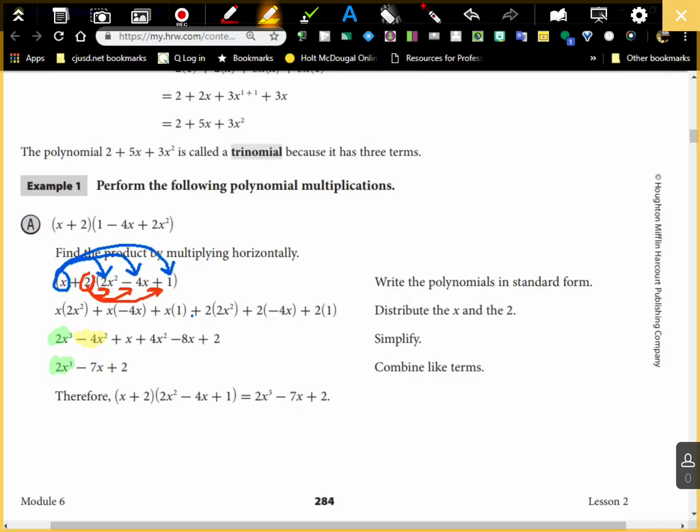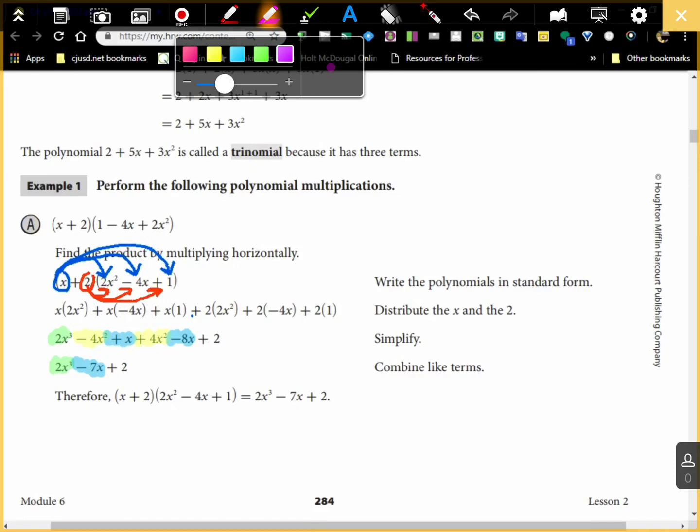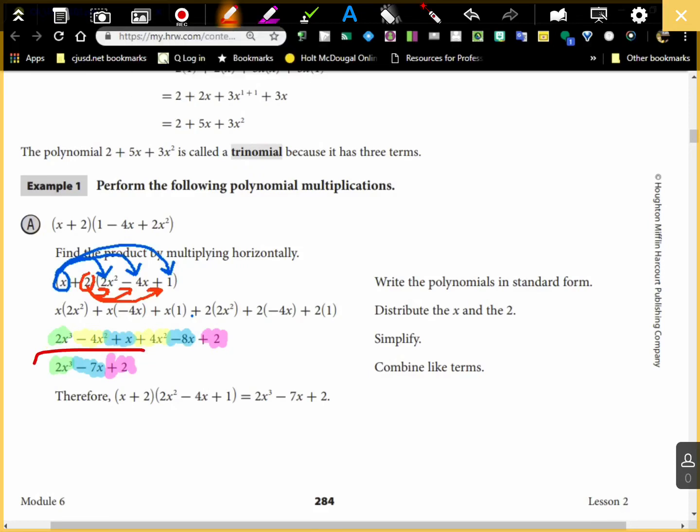Negative 4x squared, are there any other x squareds? Yes. So they cancel each other. X, are there any other x's? Yes. So 1x minus 8x is, and then 2, it's all by its lonesome self, so it comes down here to the answer. So it's just combining those like terms.